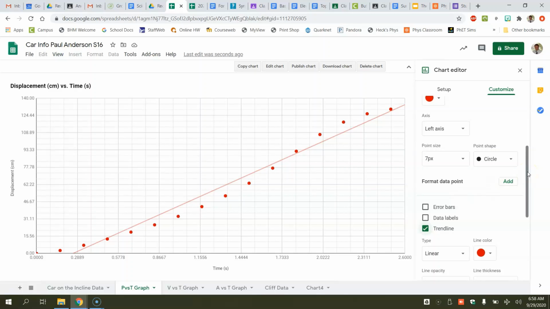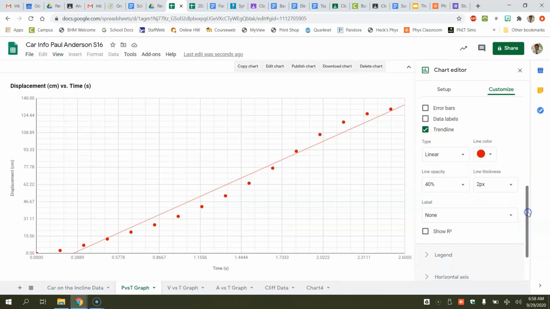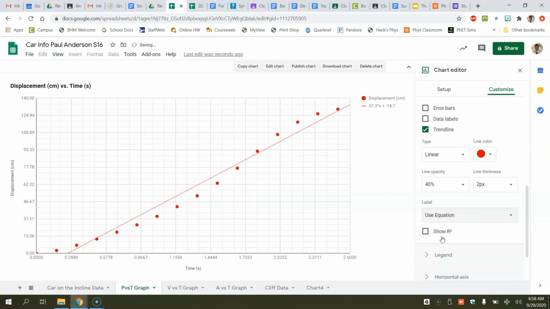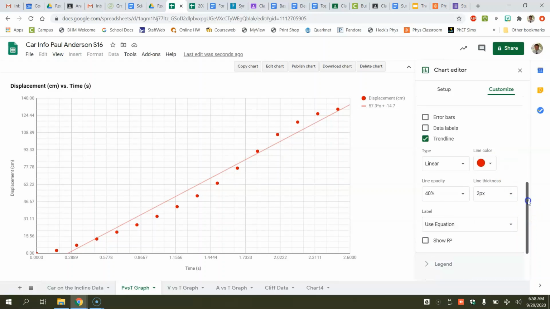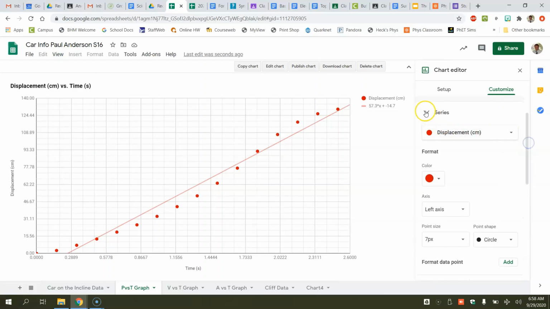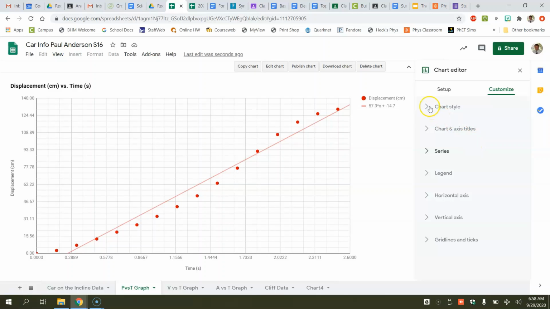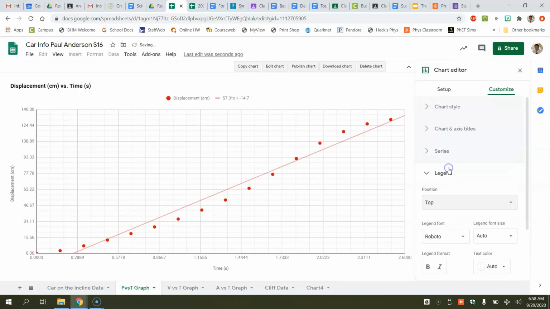Now, to get the actual slope of that line, you need to do this, because there is an equation for it, and it's a linear function, so y equals mx plus b, but you have to use the equation under the labels to see that. So I'm going to throw that in there, and now I can see this. You can adjust where you want your labels to be. I'm going to see where I want my legend to be, and I'm going to put mine at the top. There we go. So you can see that this is now showing the equation for that trend line.